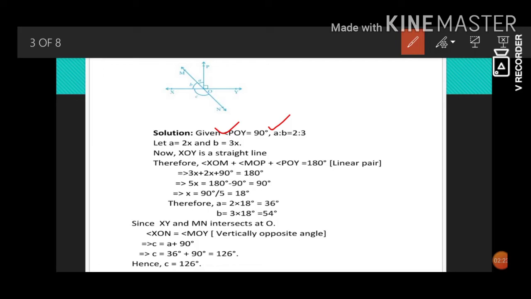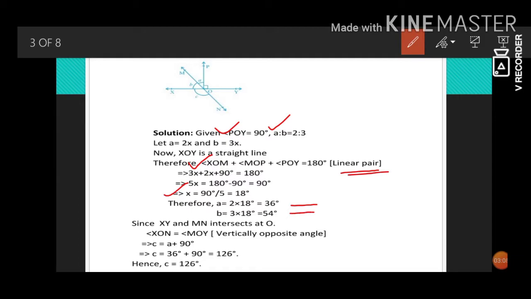Therefore, XY is a straight line. Since XY is a straight line, we can write XOM plus MOY plus POY equals 180 degrees, which is a linear pair. So 3x plus 2x plus 90 equals 180 degrees. On solving for x, we get x equals 90 degrees by 5, which is 18 degrees. So the values of A and B are 36 and 54.